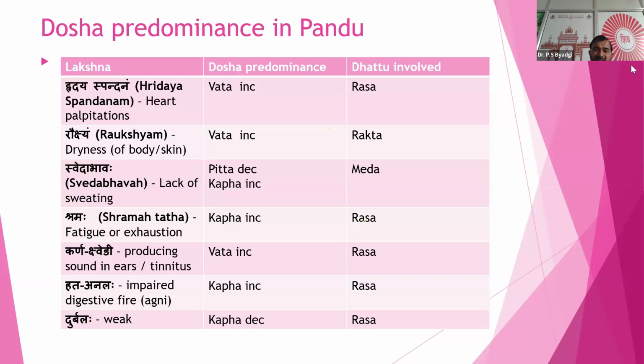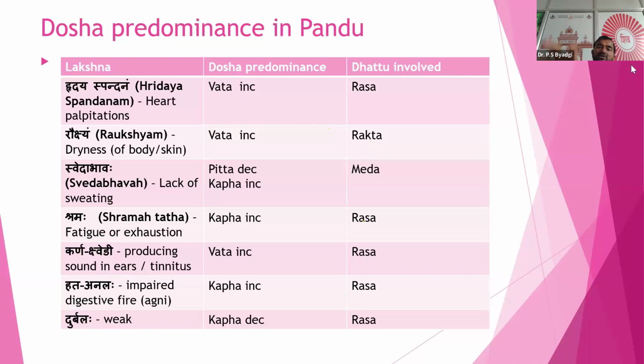For example, the Hridaya Spandanam may be because of increased Vata functions. Raukshata is again increased function of the Vata. Sweda Bhava is because of Pitta decreased and Kapha increased. The Srama is again because of the Kapha increased. Karnak Sweda is again because of Vata increased. Hatha Analaha, there is decreased function of the Agni, because Kapha is increased and Pitta is decreased. And Durbala is again because of these things.